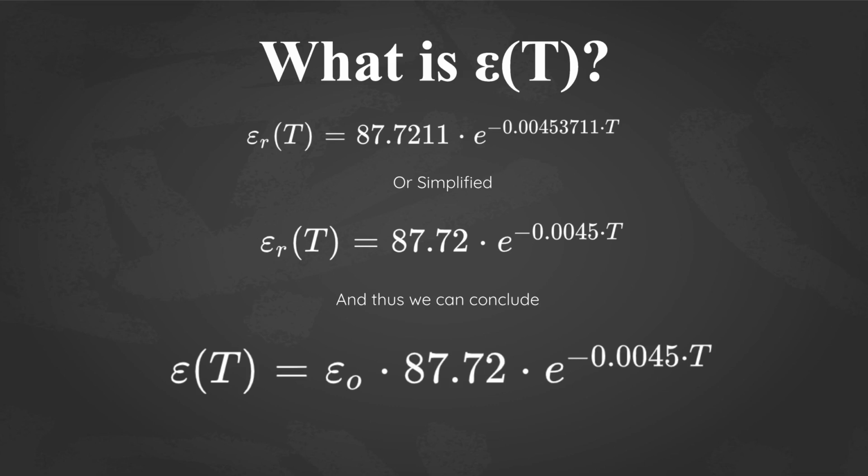However, this is a mouthful to say, so we'll simplify it by a few terms. I graphed both of these functions in Desmos, and there is minimal changes, so it is fine that we use a simplified version. So the simplified version is epsilon r at t is equal to 87.72 times e to the power of negative 0.0045 times temperature. And thus we can conclude that epsilon at t is equal to epsilon naught times 87.72 times e to the power of negative 0.0045 times temperature. And now we know what epsilon at t is equal to.